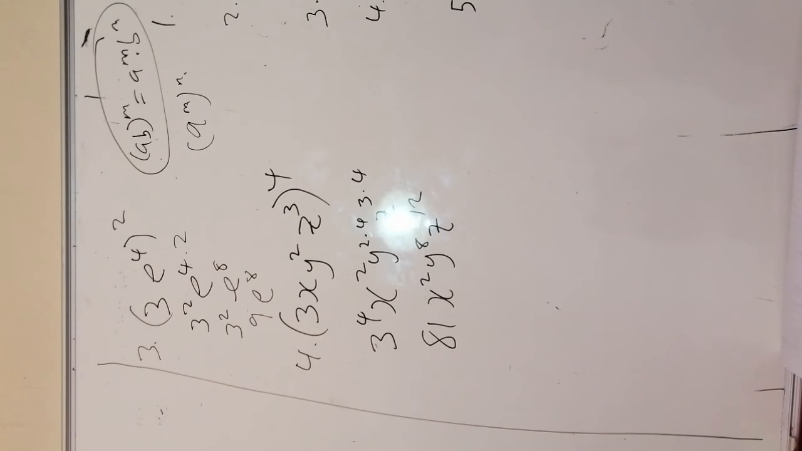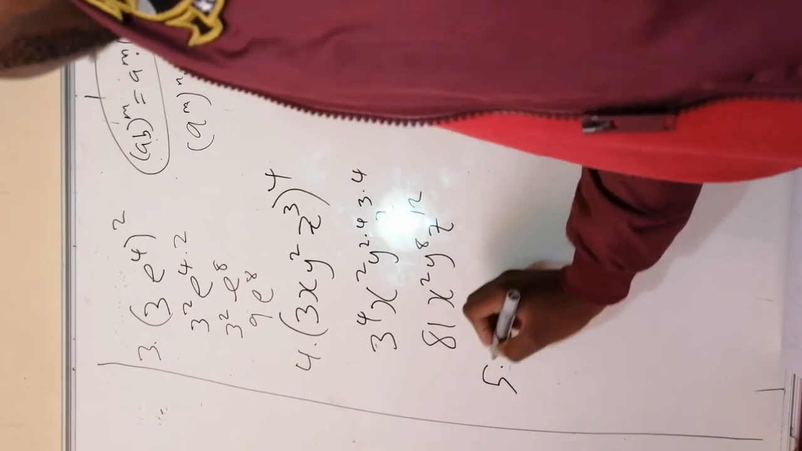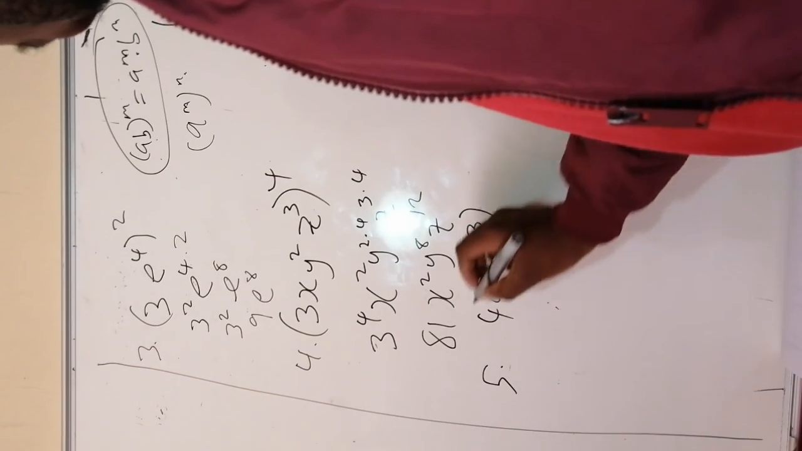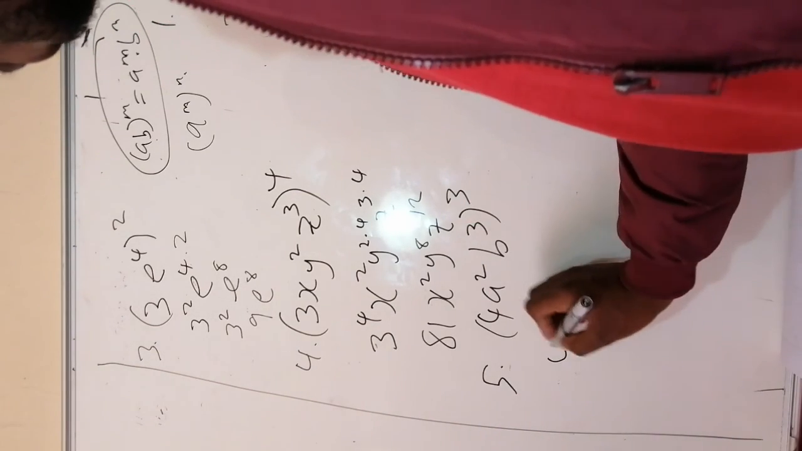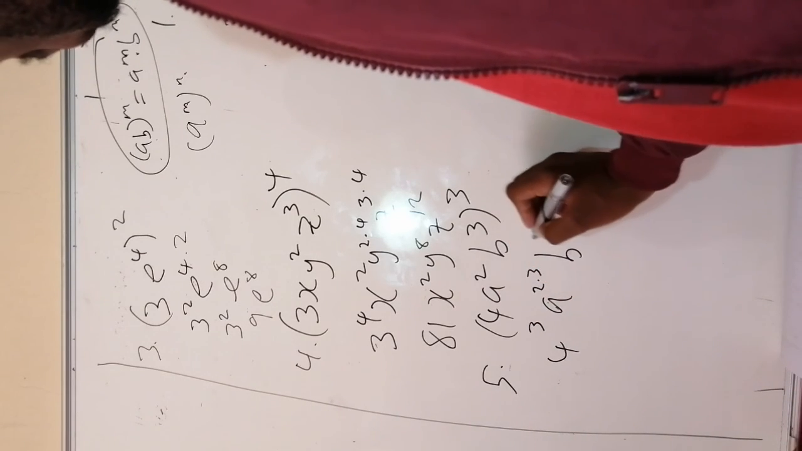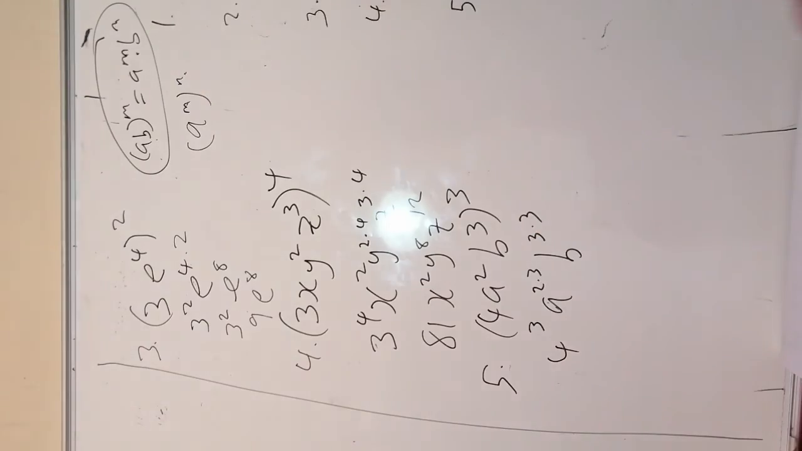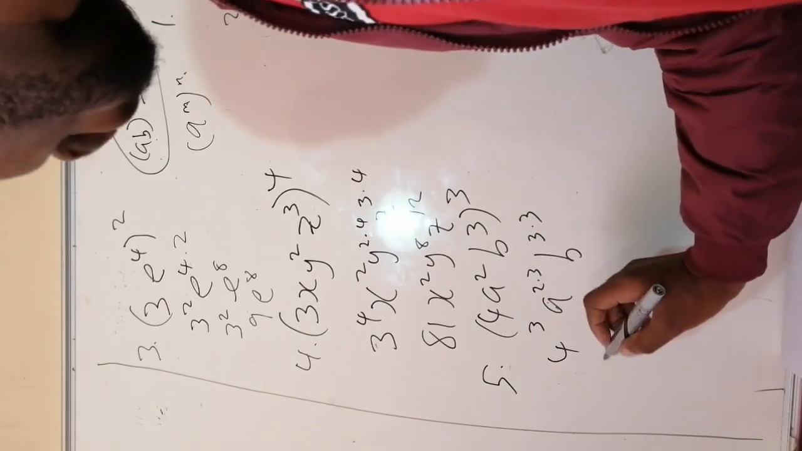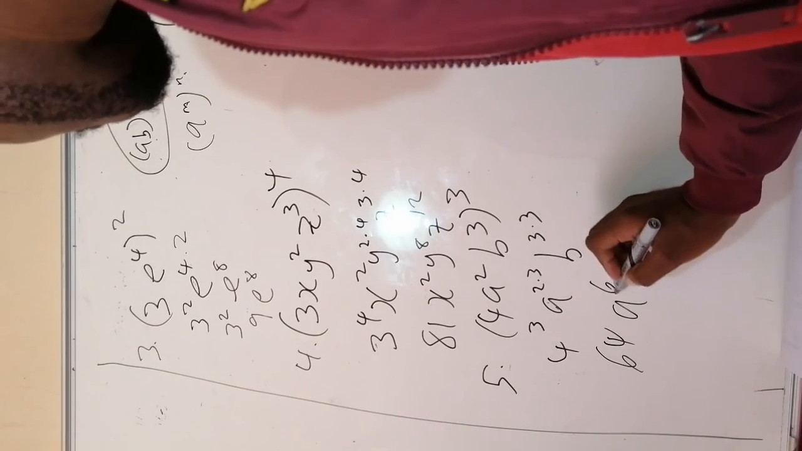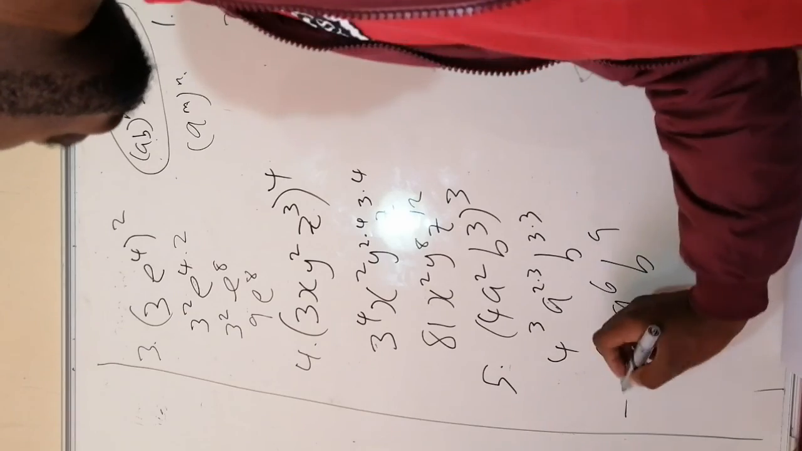So now the fifth example. The fifth example is 4a squared b cubed, all to the power 3. So that is 4 to the power 3, a to the power 2 times 3, b to the power 3 times 3. So this is 4 to the power 3, which is 64, a to the power 6, b to the power 9.